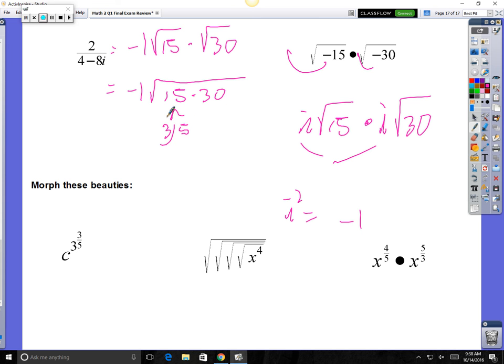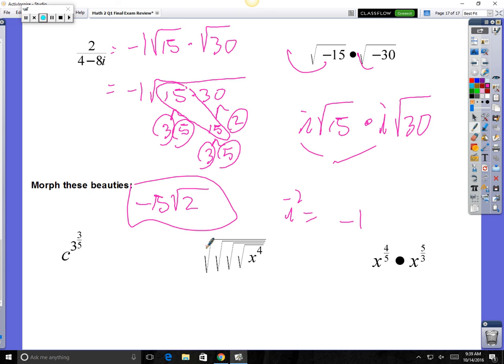15 is a 3 and a 5. 30 is a 15 and a 2. 15 is a 3 and a 5. So here we go. You really have two 15s. So that's your pair. So you can take out the 15s, or you can take out the 3s and the 5s and times, and that'll give you 15. So take out the 15s. So with the minus 1, you're going to have a minus 15, and on the inside, you have 2. And that is it.